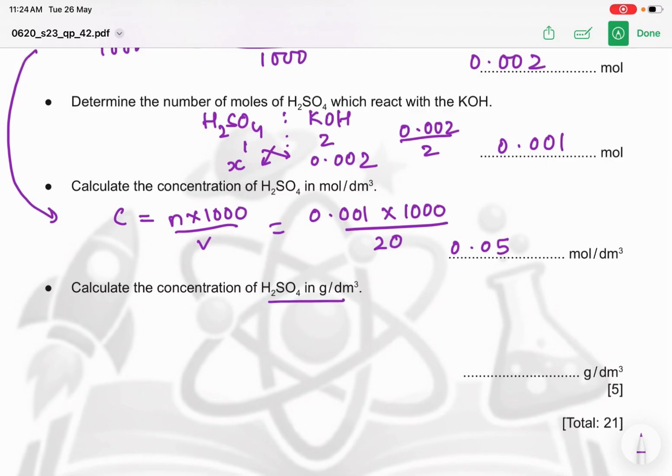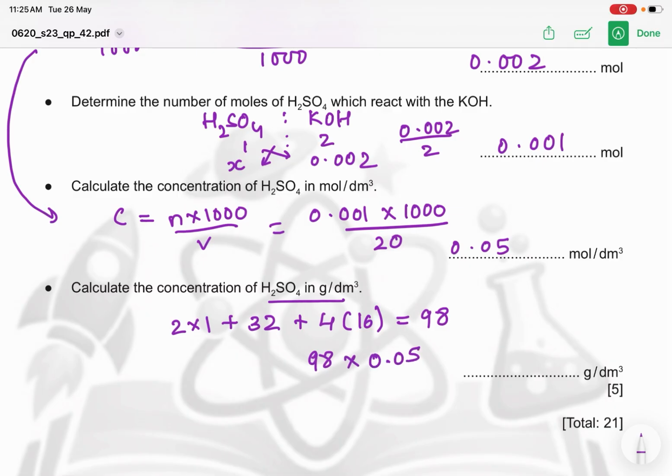Okay, and finally we have to find the concentration of sulfuric acid in gram per dm cube. For this you will have to multiply the Mr, molar mass of sulfuric acid, with the concentration in mole per dm cube. So first of all we'll have to find Mr of sulfuric acid here, which is 2 hydrogens into its mass, which is 1, plus atomic mass of sulfur, which is 32, plus 4 into mass of oxygen, which is 16, giving me a total of 98. Okay, so 98 into 0.05.